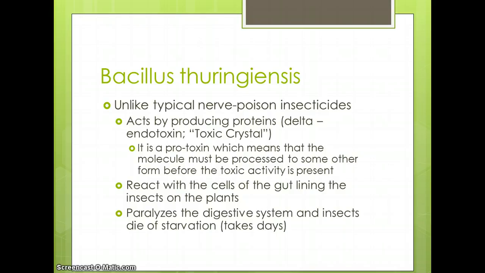It acts by producing proteins, delta endotoxin, toxic crystals. It is a protoxin, which means that the molecule must be processed to some other form before the toxic activity is present. It reacts with the cells of the gut lining of the insects on the plants. It paralyzes their digestive systems and the insects die of starvation. This process takes days.